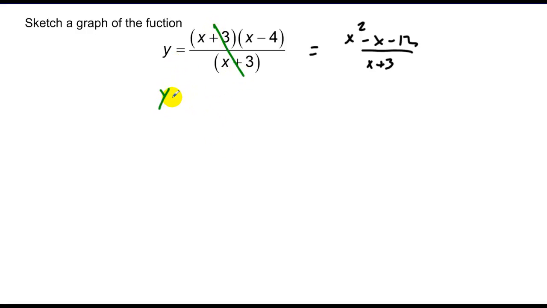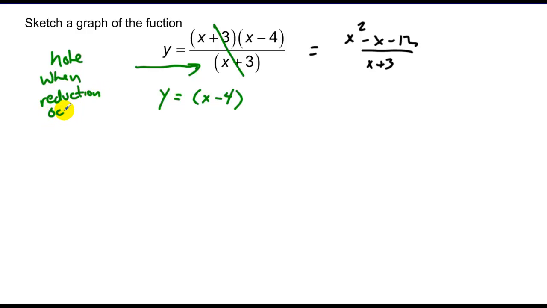Because if something reduces, what's going to happen is you create something called a hole. Hole when reduction occurs. It's like when you plug back into the original equation and something doesn't work, we call that an extraneous answer. Well, this is kind of like an extraneous point. It's one place in the graph where there's nothing that exists.